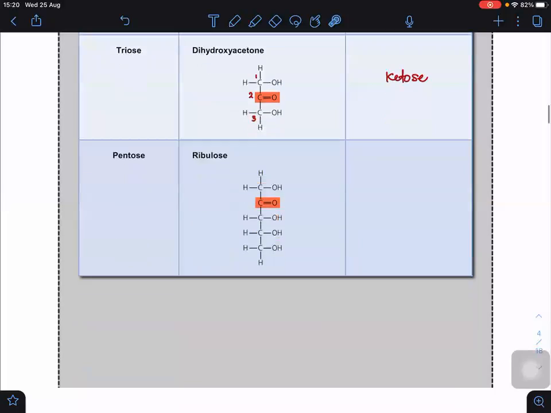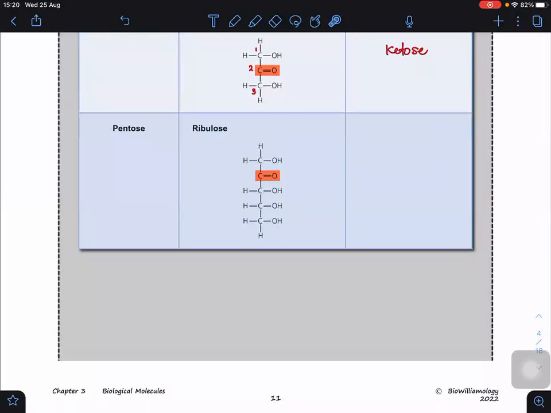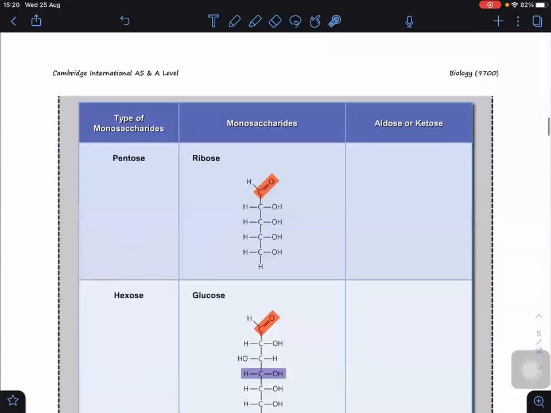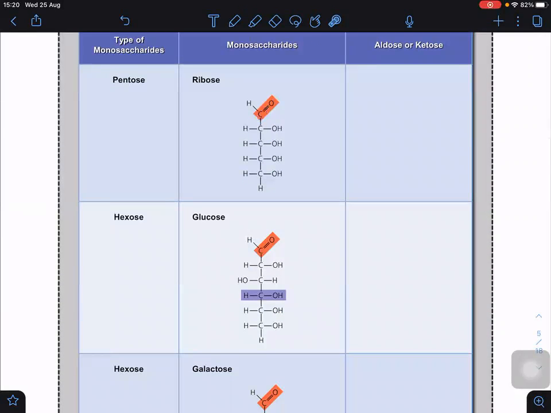So look at this ribulose. You can see 1 carbon, 2, 3, 4, and 5 carbon. So they are termed pentose. And if you look at the carbonyl group, it is at carbon number 2. This is carbon number 1, carbon number 2, carbon 3, carbon 4, carbon 5. So 5, a pentose sugar. This ribulose is termed ketose. We group it as ketose because the carbonyl group is not at carbon number 1. So this one, carbon number 1, right? So ribose actually is an aldose sugar.